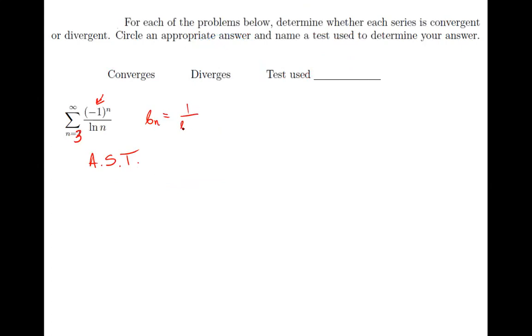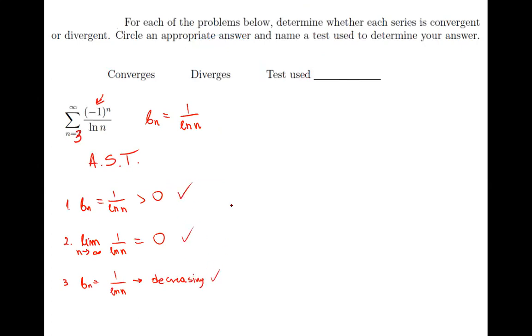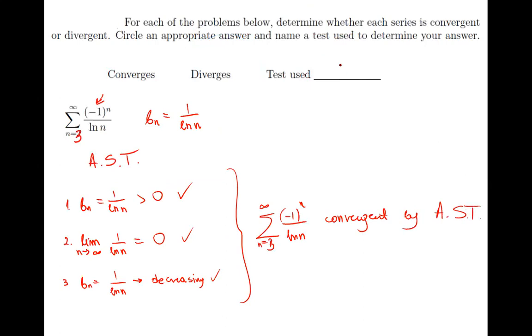The b sub n formula is just ln of n, everything except -1 to the n, and we can test. b sub n, which is ln of n, is definitely positive. The limit at infinity of ln of n, of course, is 0. And since the denominator is only getting bigger, the whole fraction is getting smaller. That means this is decreasing. Okay, check, check, check. The infinite series, the alternating one, -1 to the n over ln of n, is convergent by the alternating series test, AST.